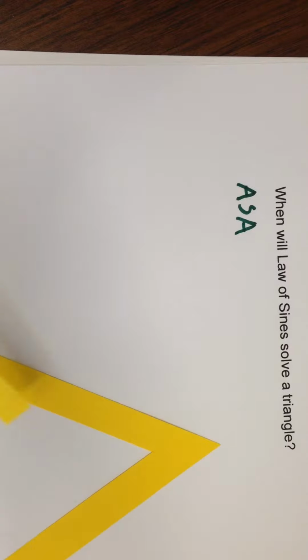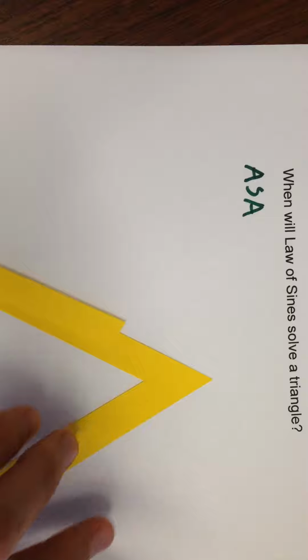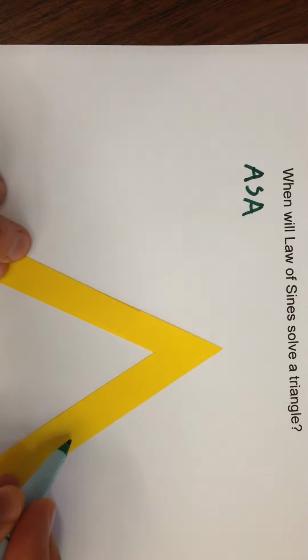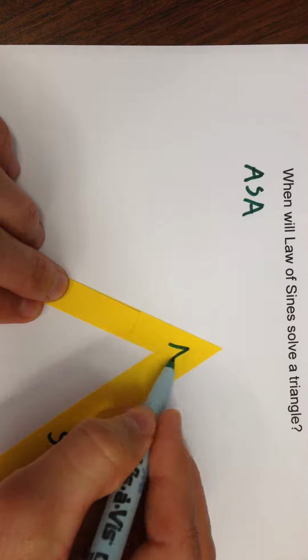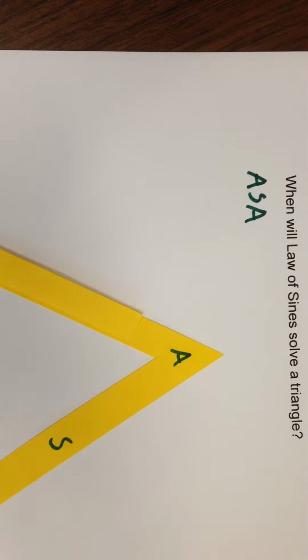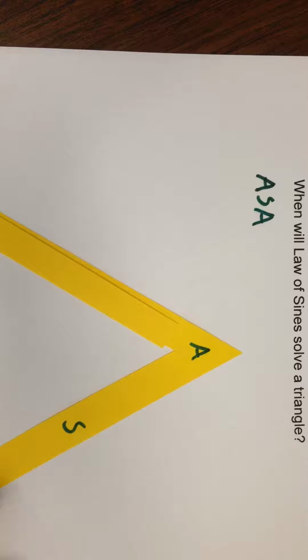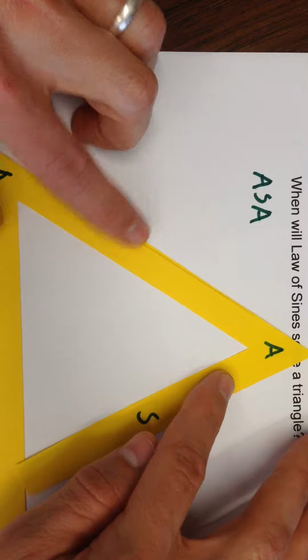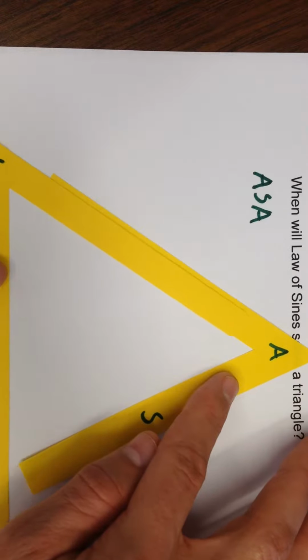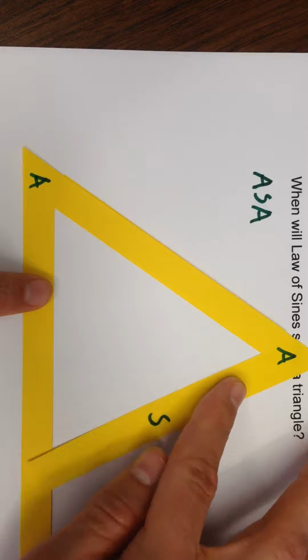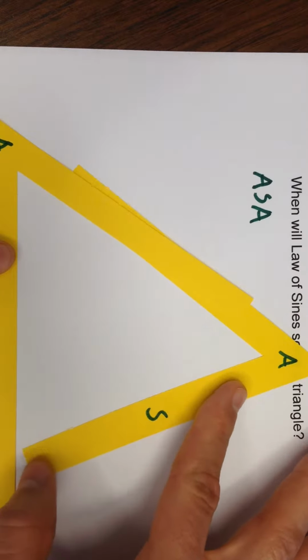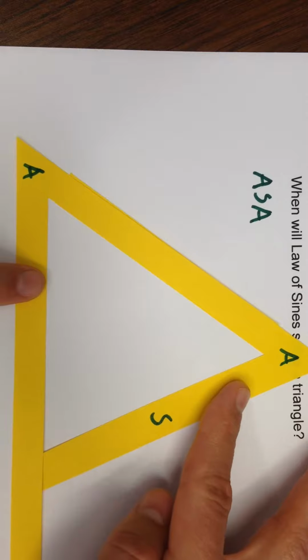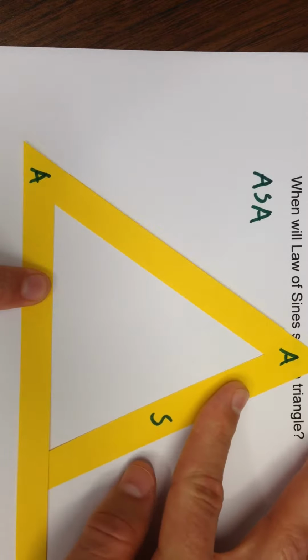And the second option is if you should happen to have a side, an angle, and then an angle. So we'll call that SAA. Now notice under this picture, this side length might vary, so it could be longer or shorter, but since this side is fixed, it has to be a certain length so that these all fit.